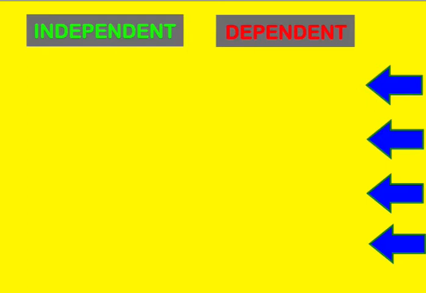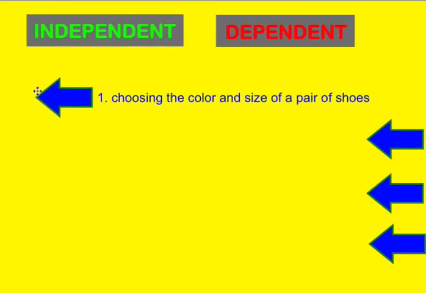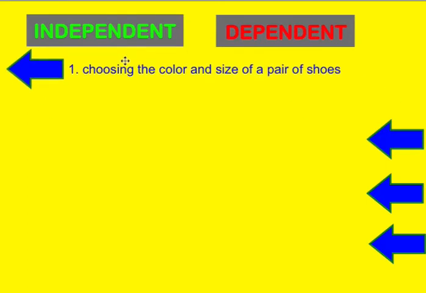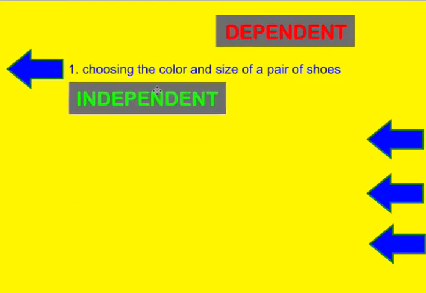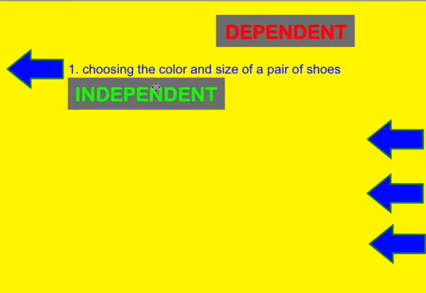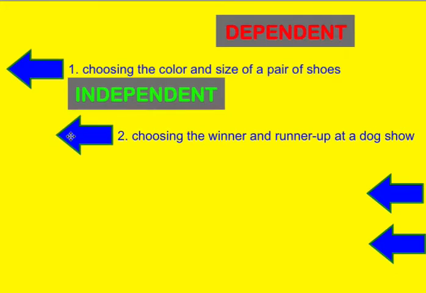Now let's take a look at independent versus dependent events. For the first one, choosing the color and size of a pair of shoes: is the size I choose going to affect the color? Hopefully not. If you order online, you can usually get everything, right? So those two things are independent of each other.